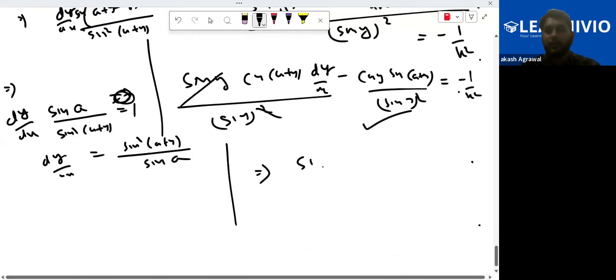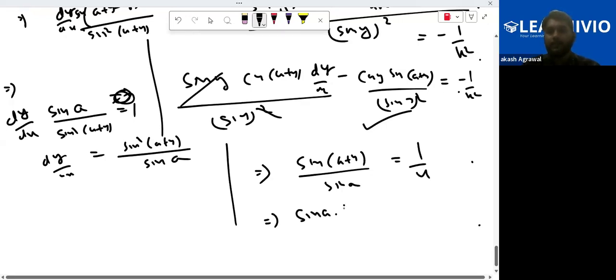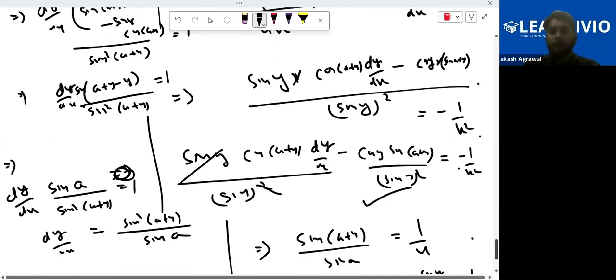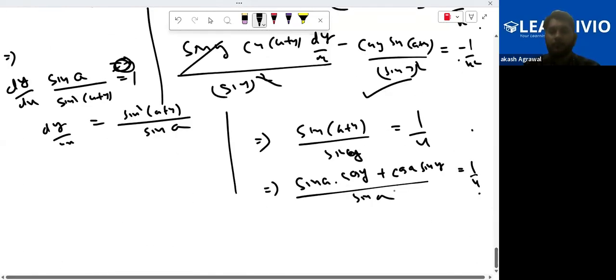If we had sin(a+y) upon sin y equals 1 upon x, if you open this, let's see what we get. cos y plus cos a sin y upon sin y. Okay, so cos upon sin is cot y plus cos a, and sin y is cancelled. So cot y plus cos a is equal to 1 upon x.